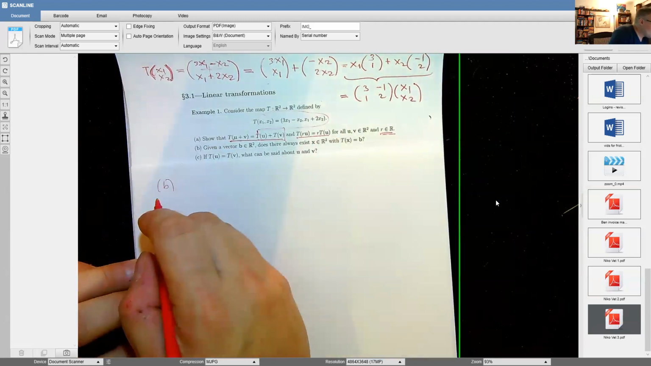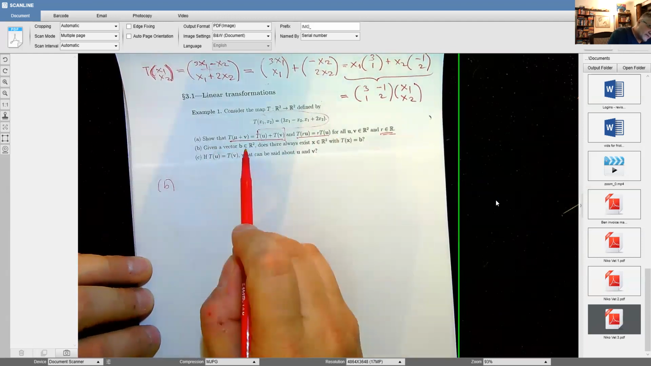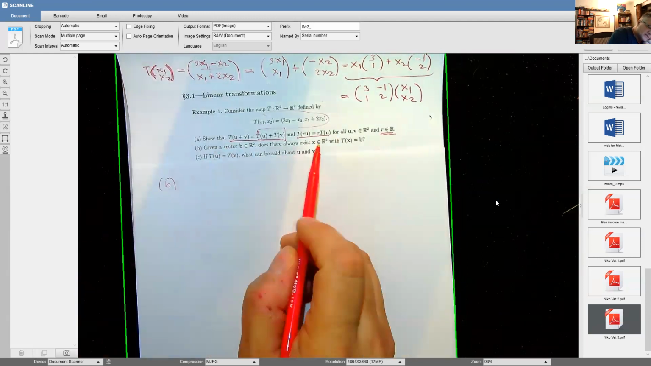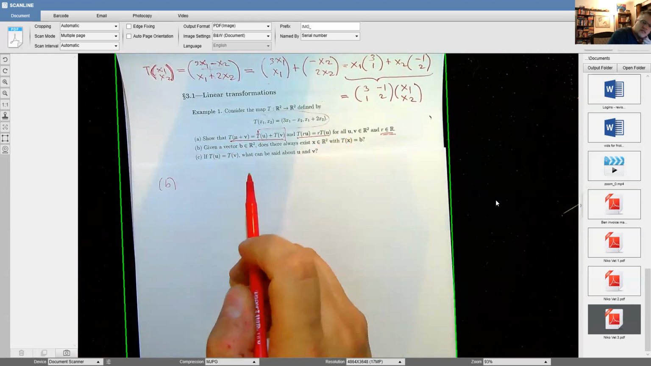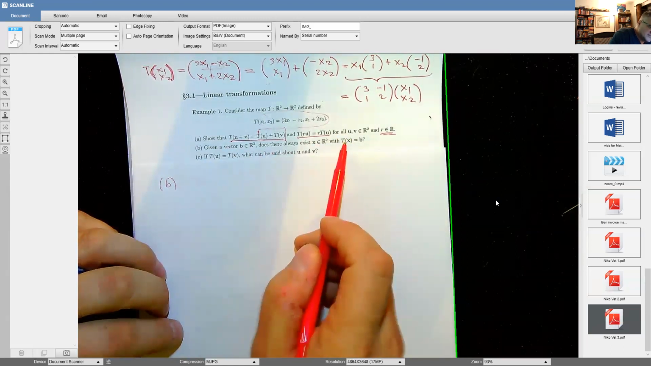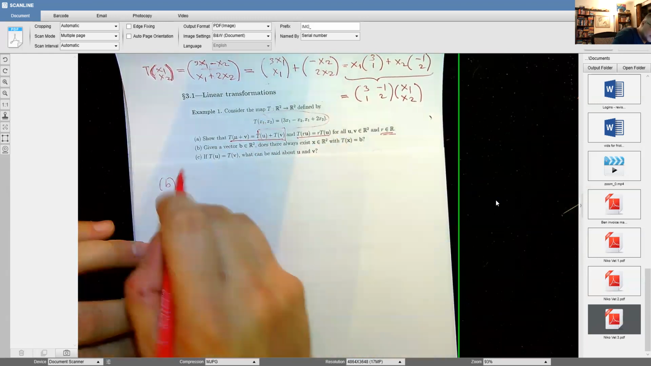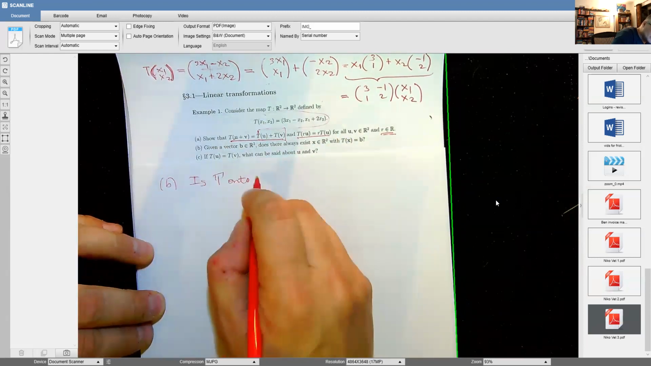So B, right? The question here is, given a vector B, does there always exist an input in the domain for which the T of that is B? In other words, is T of x onto R2? That's another way of saying that. So is T onto R2?